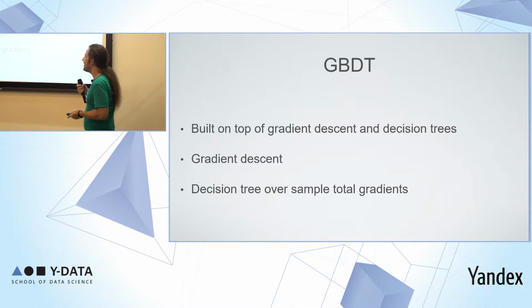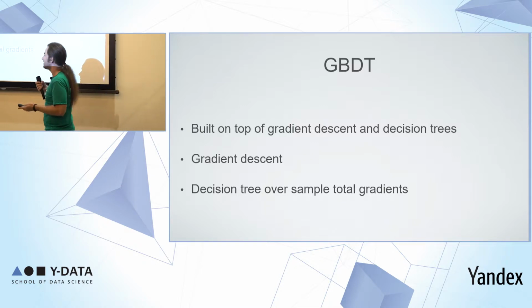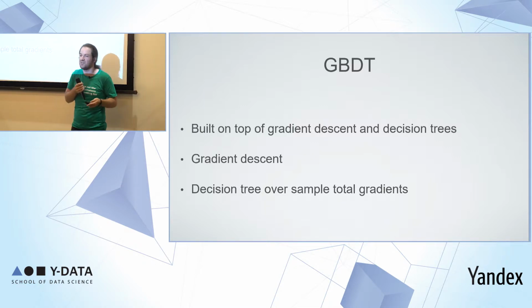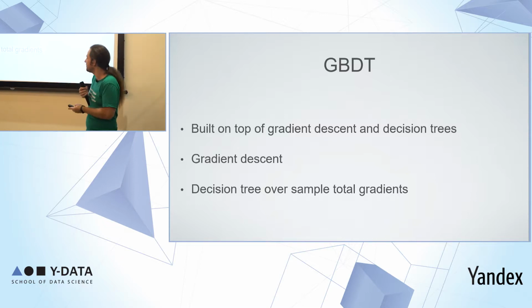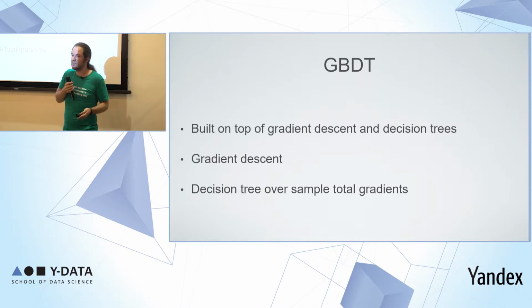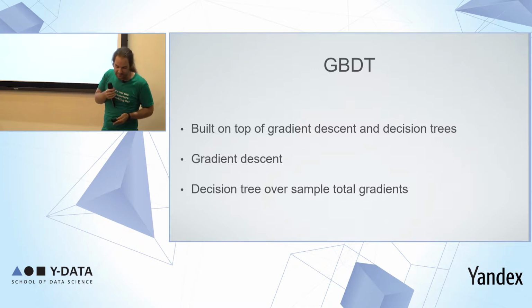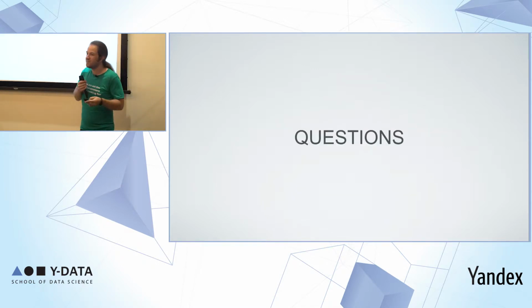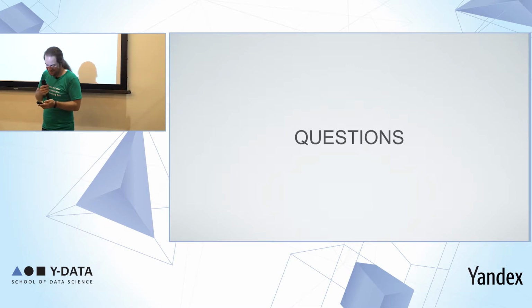Here it's important that any task, classification, regression, even ranking, can be solved with gradient boosting decision trees, and quite well, as long as you have the gradient, and for most implementations also the second order derivative. So, questions about this first part? Okay.